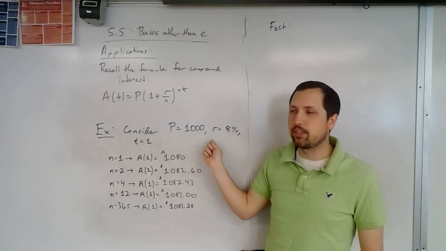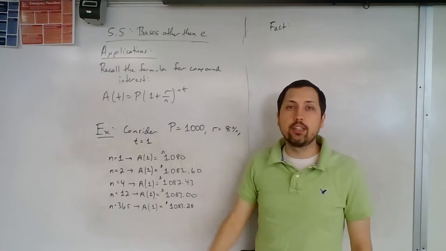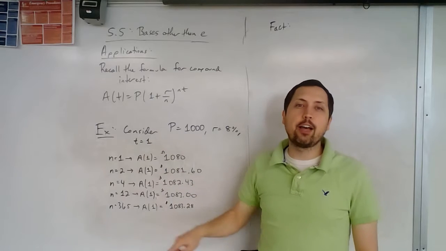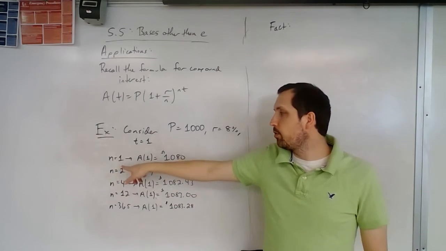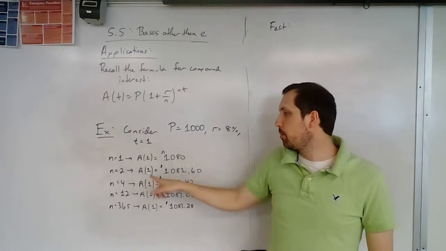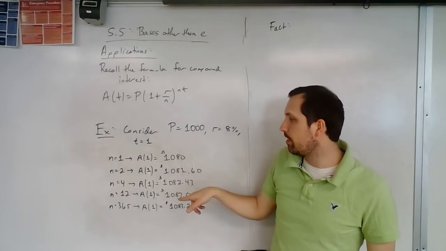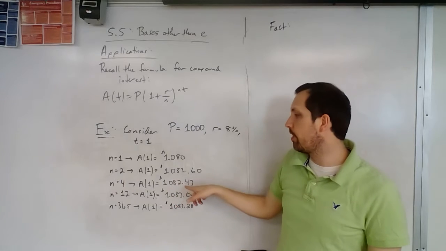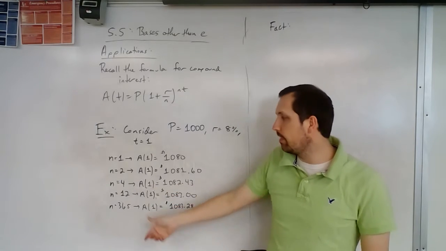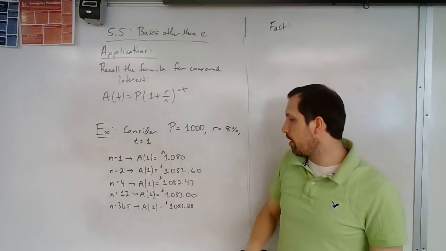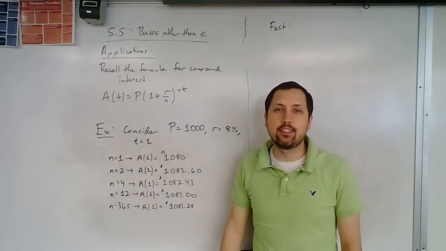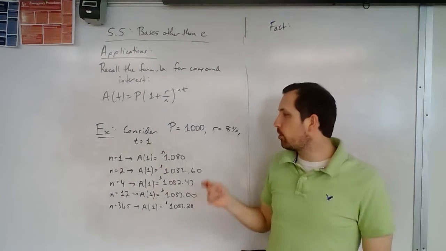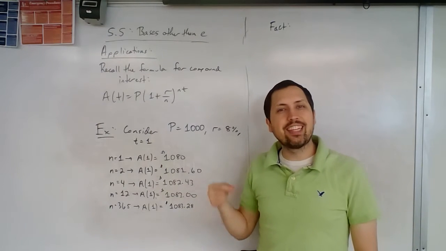If we look at a very specific example, say I invest $1,000 into an account that pays 8% interest, how much is in there after 1 year? If we look at different values of n, what is taking place? When n is 1, I get $1,080. n equals 2, I get $1,081.60. n equals 4, I get $1,082.43. n equals 12, you get $1,083. n equals 365, you get $1,083.28.